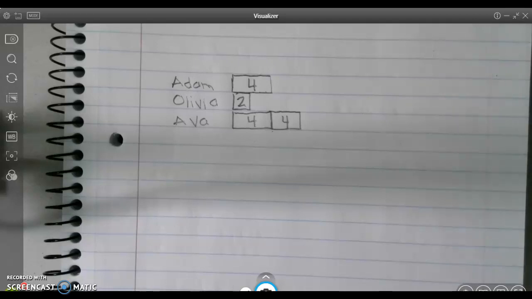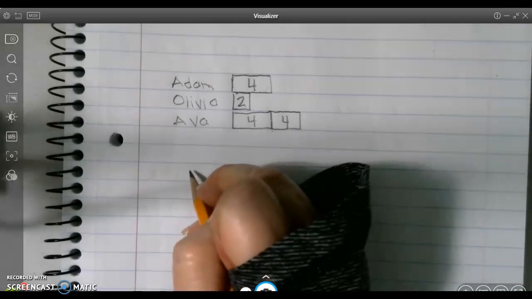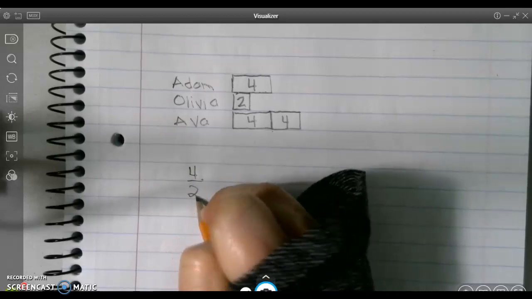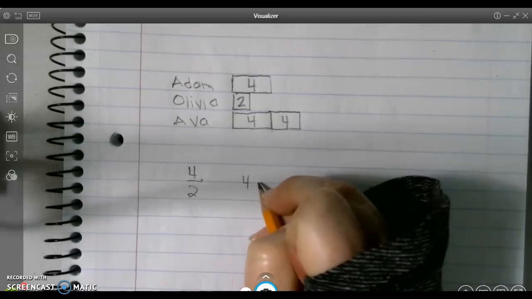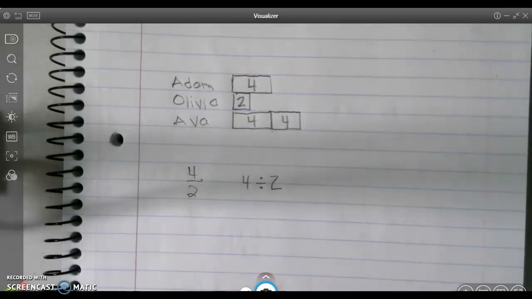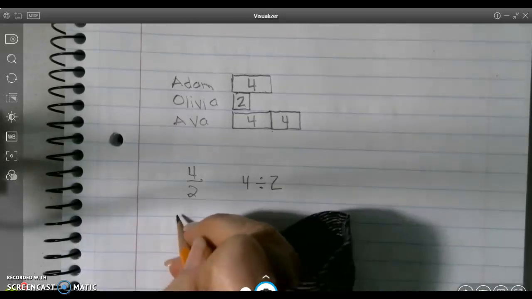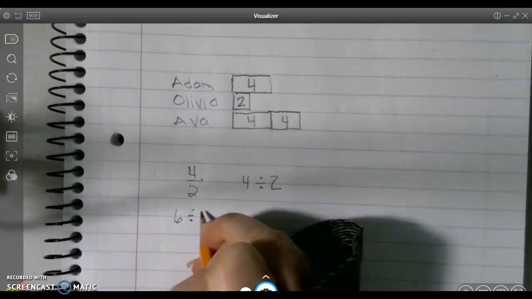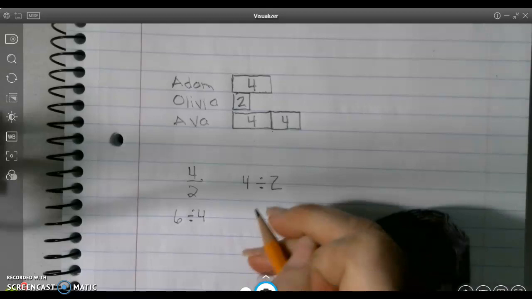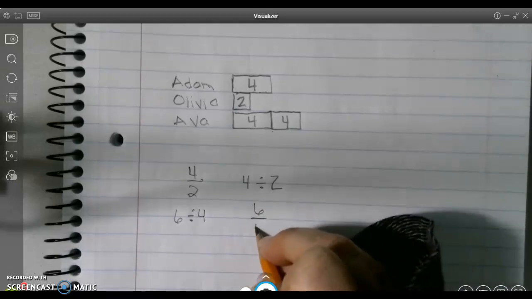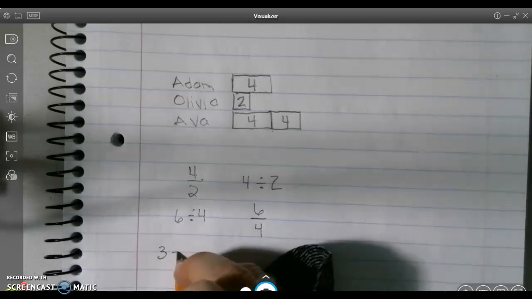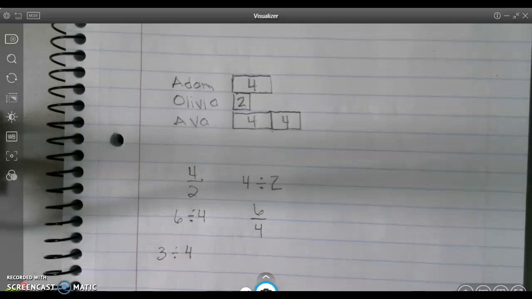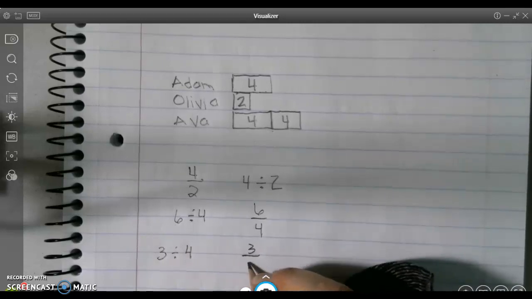Okay, so now we're going to do some warm-up and review. If Mrs. Twinter told you to write in your notebook 4/2, what's that the same as? We know that 4/2 is the same as 4 divided by 2, right? And what if I said 6/4? We know that's also the same as 6 divided by 4. Or if I said 3 divided by 4, that's the same as 3/4.